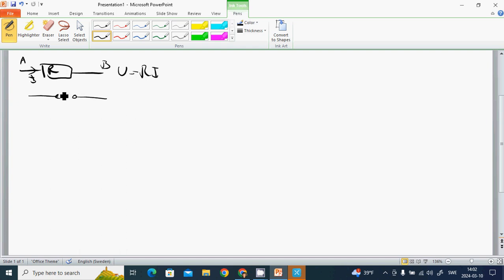We are connecting to a source. U is the voltage, and we have an accumulator with E and Ri, and current I here. U equals E minus Ri I.